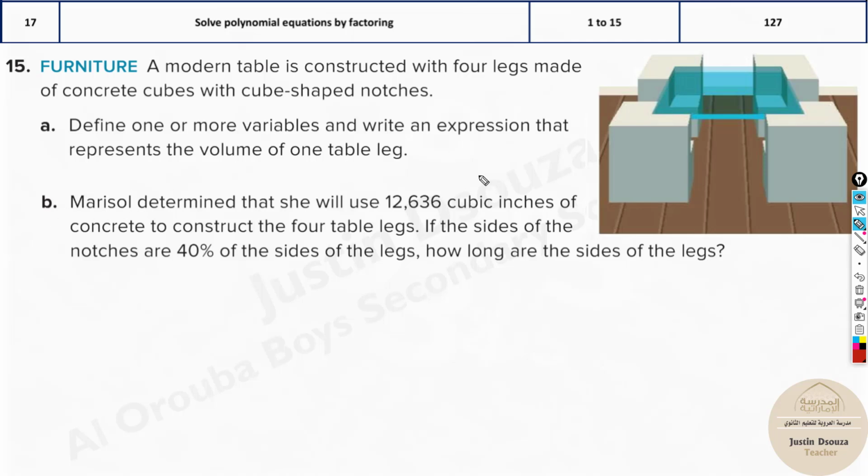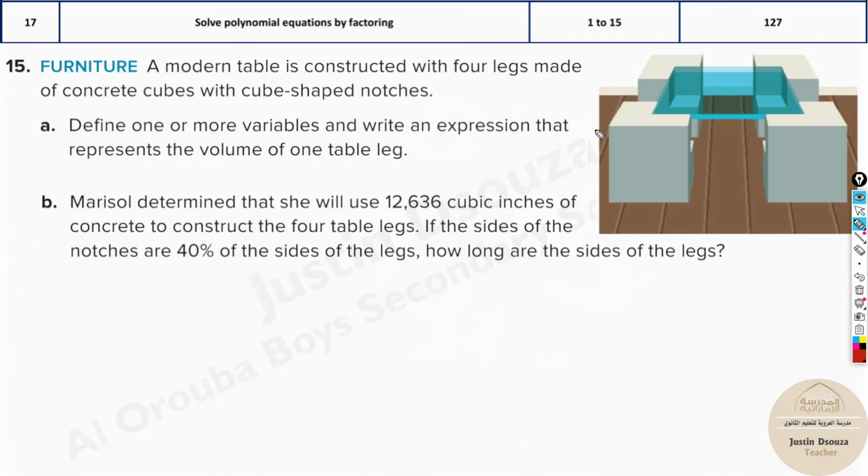So let's do one at a time. You can see this is a modern type of table, but they have told us it's a cube. So cube means it's all equal, but it doesn't look equal though. Please assume this to be equal, okay? All these sides are equal, and even the notches which have been made, cube shaped notches, are also cubes. That means all the sides are equal here. See that space which is cut. So we need to define one or more variables and write an expression that represents the volume of one leg of the table.